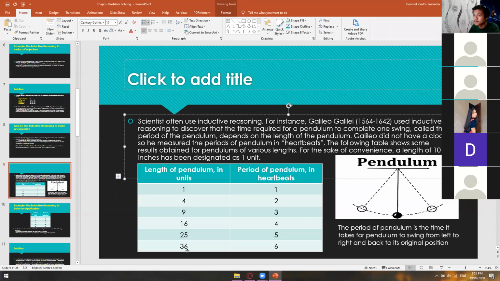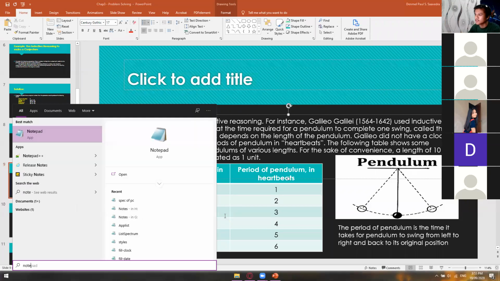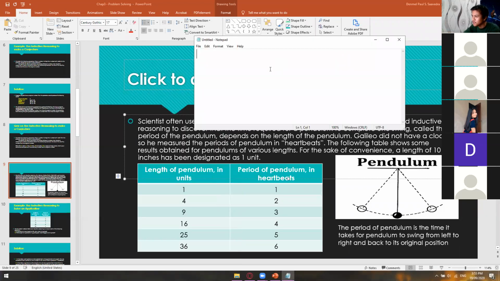Or, ano ba? 64. Let's say 64 length. Is equals to the square root of the length, sir. Yung unit niya. Okay ulit? Susulat ko. Heartbeats is equal to the square root of the length of the pendulum. The length of the pendulum, sir.